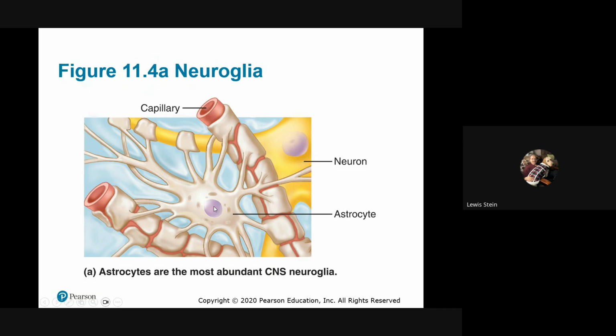Astrocyte, because it has star-shaped processes, cyte for cell. Look, here's a capillary. They surround it. Here's the nerve. They surround it. So elements will have to come through the capillary into the astrocyte, along the astrocyte until it's delivered effectively to the nerve cell.